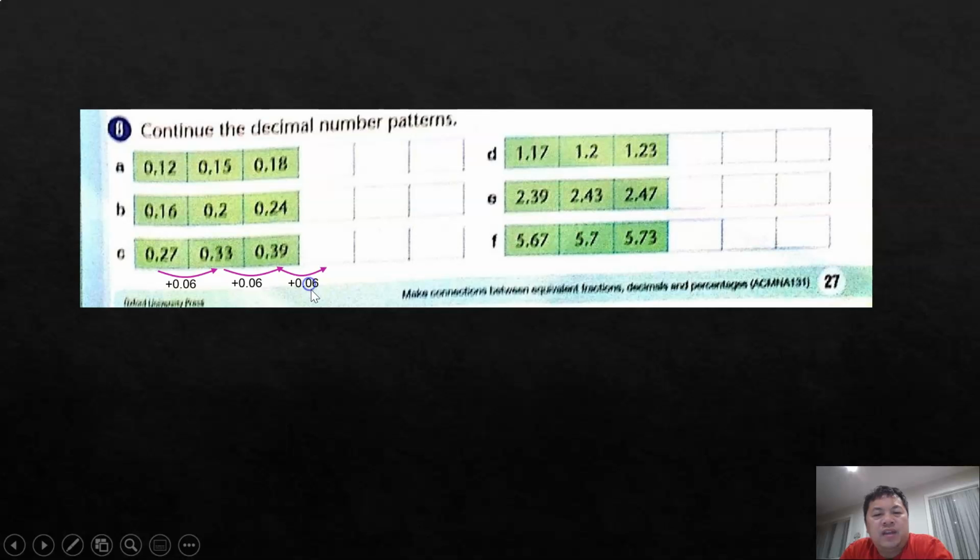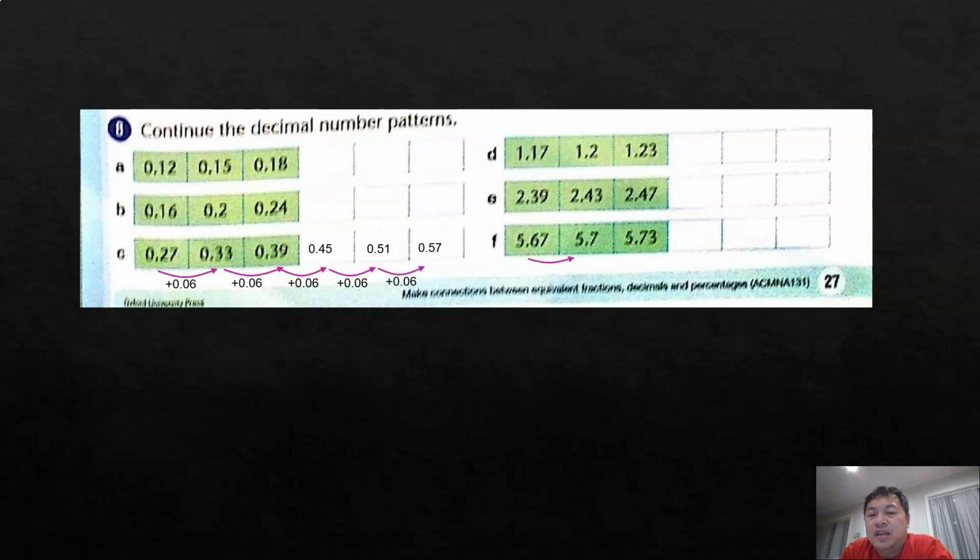So next one, if I add 0.06, I get 0.45. And I add another 0.06, I get 0.51. After that, I add another 0.06, I get 0.57. Got it?